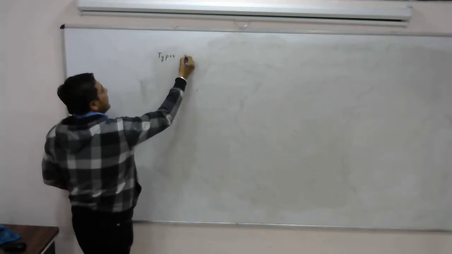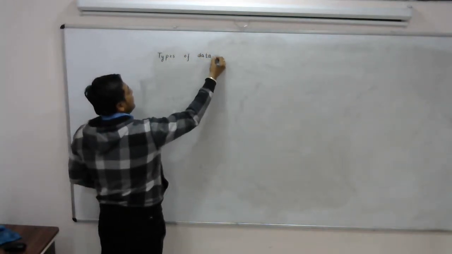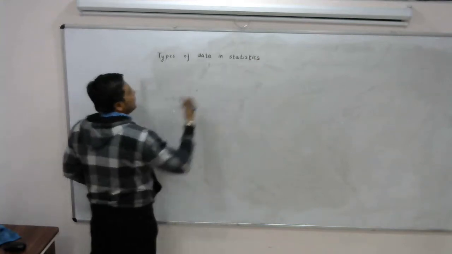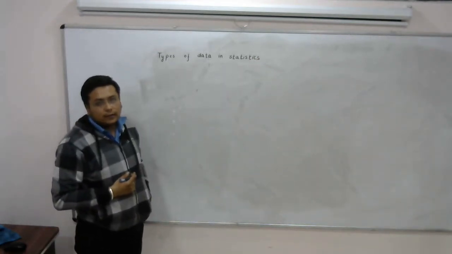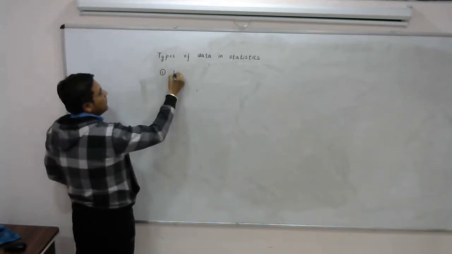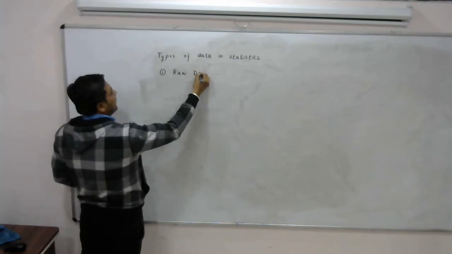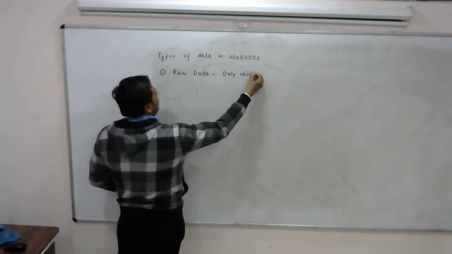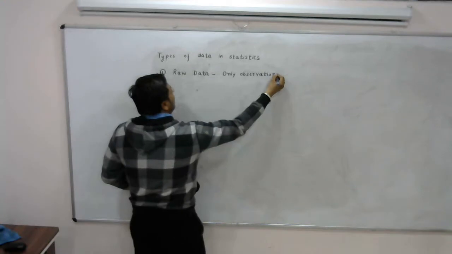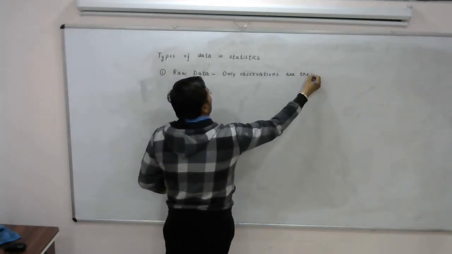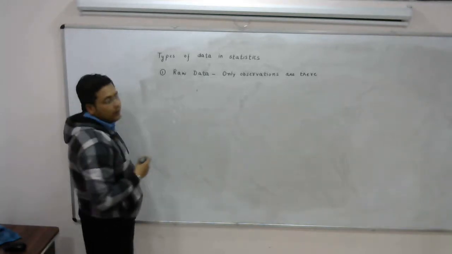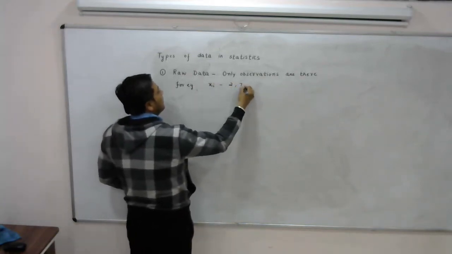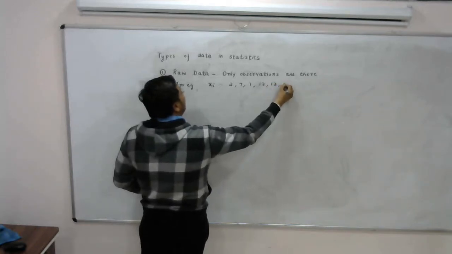Now we will talk about types of data in statistics. We have primarily three types of data in statistics. First is raw data. In this type of data, only observations are there. For example, xi can be say 2, 7, 1, 12, 13, 5, 6.